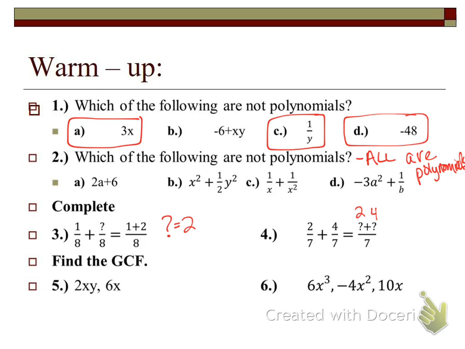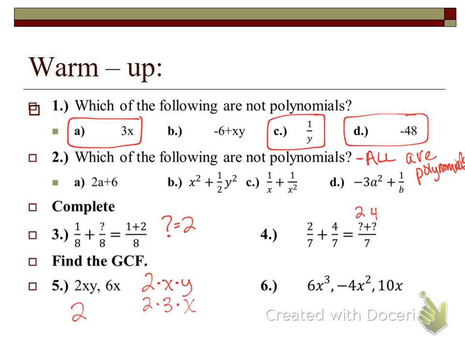Find the GCF. So this is something we did yesterday, GCF of monomials. What is the GCF of 2xy and 6x? 2 is part of it. What else would be part of it? So if we were to write out 2 times x times y, there was nothing really we could break down there, right? If we were to break down 6, what would it break into? Okay, so 2 times 3, and then it also had an x.